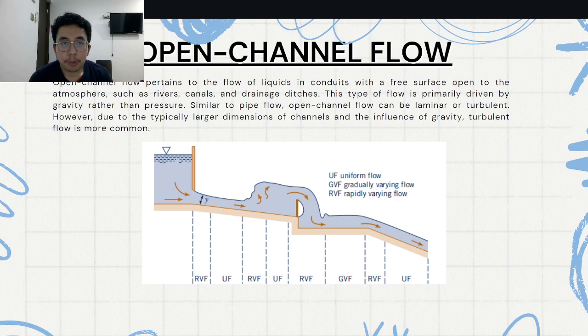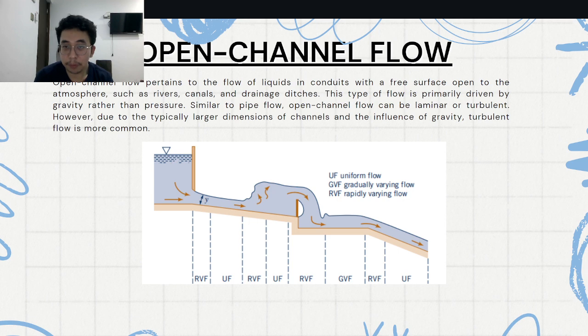Open channel flow pertains to the flow of liquids in conduits with a free surface open to the atmosphere, such as rivers, canals, and drainage ditches. Oh yeah, it's called drainage. Okay, I forgot. This type of flow is primarily driven by gravity rather than pressure.